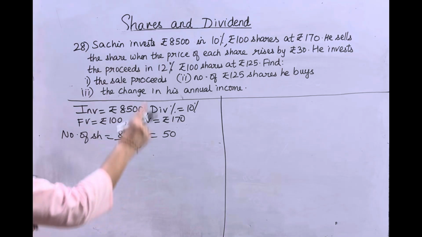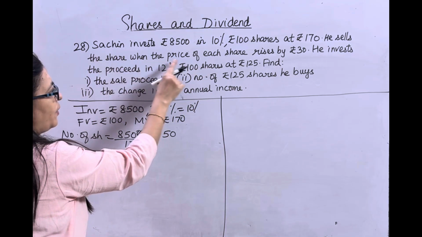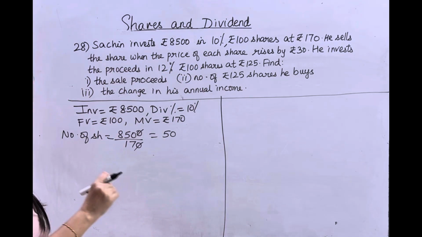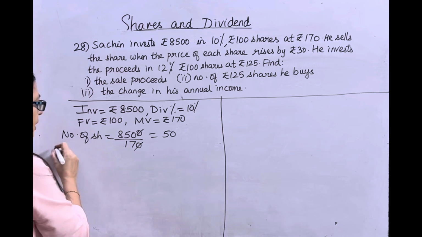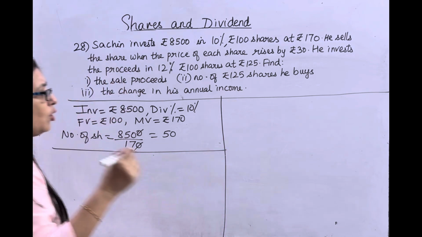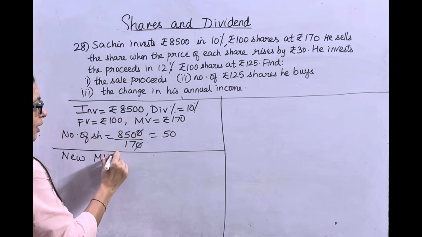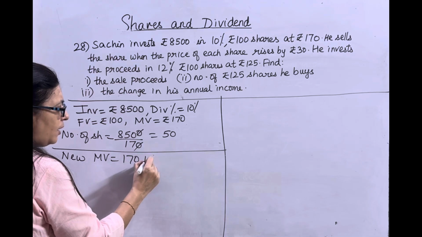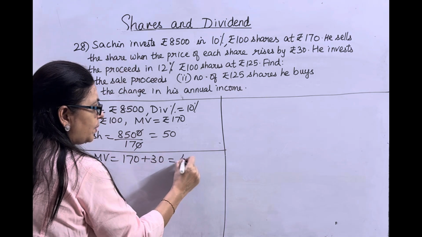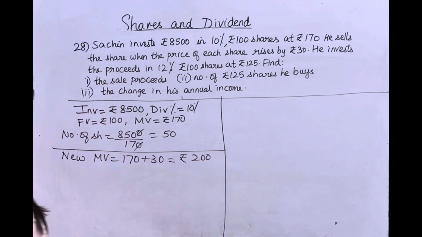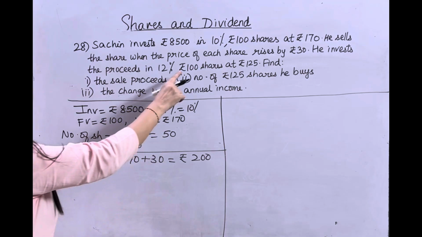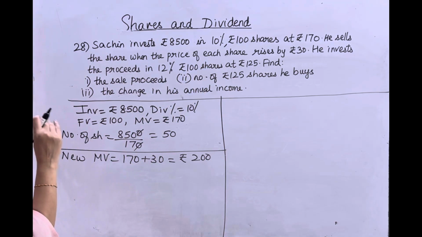Okay. Now he sells the share when the price of each share rises by rupees 30. So when the price rose by 30 rupees, what is the new market value? New market value is 170 plus 30, which is rupees 200. Right? Now he sold it when the price rose by rupees 30.